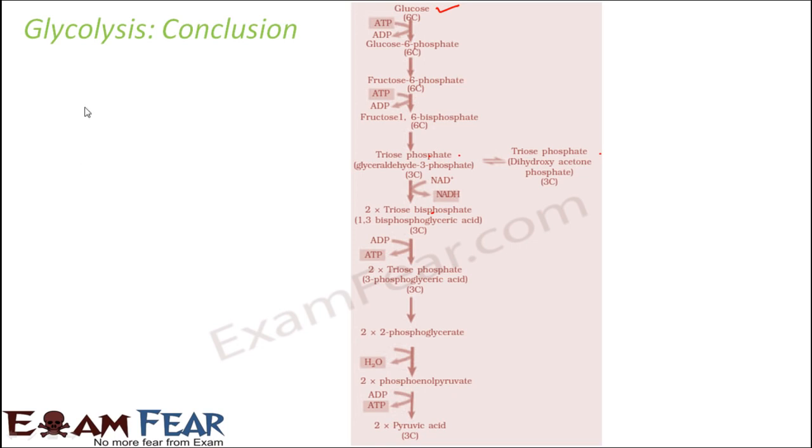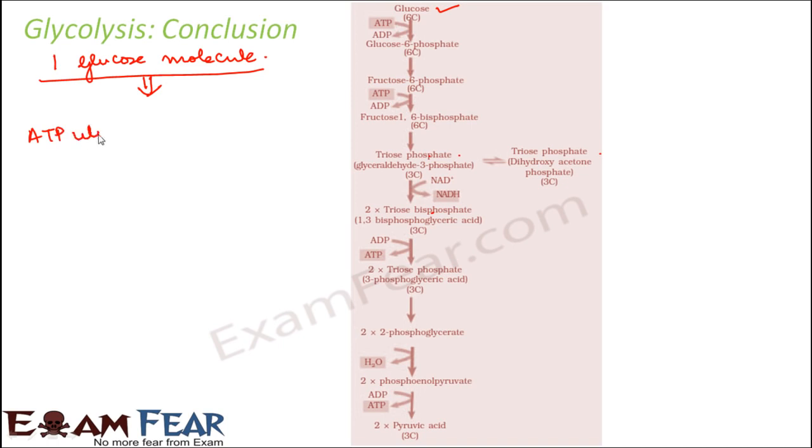So now if you look at the entire process of glycolysis, let us look at what all has been produced. What are the products formed out of the entire process of glycolysis? The reactant, or the starting material, was one glucose molecule, and one glucose molecule resulted in all these things.